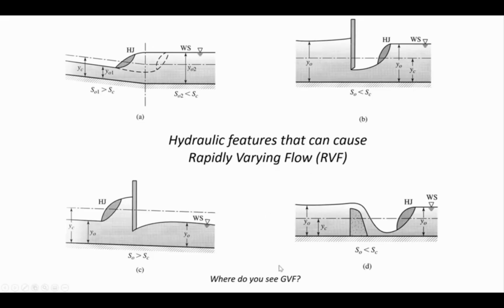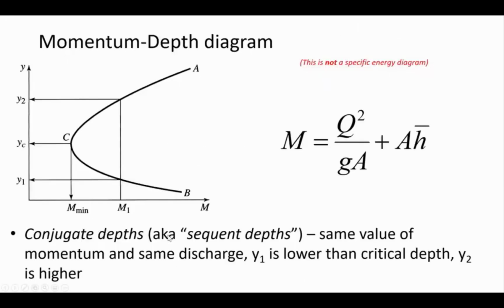So this gradually varying flow might be the most complicated thing of all to predict. And that's what we're going to do in the very last week of classes, is look at a couple of numerical techniques that allow us to estimate how the water depth changes when it's going through this gradual variation.